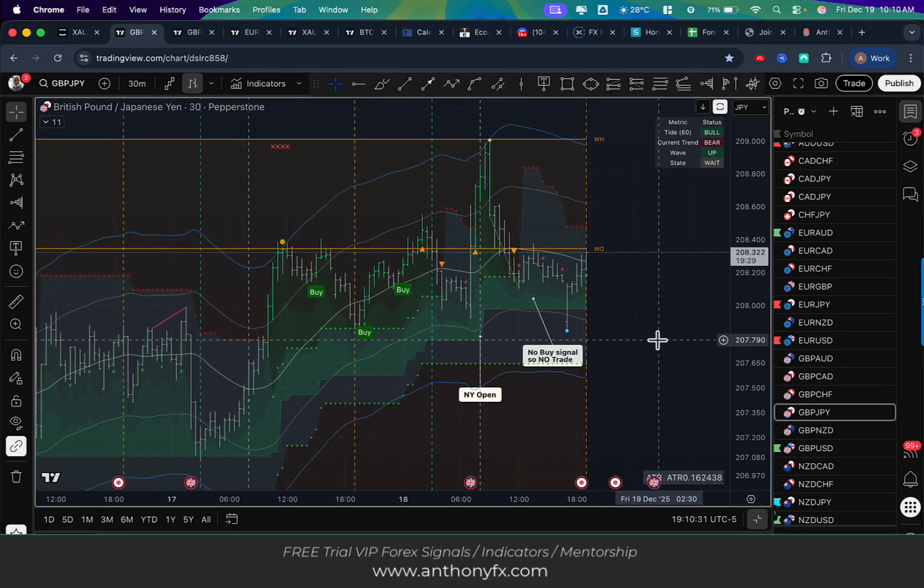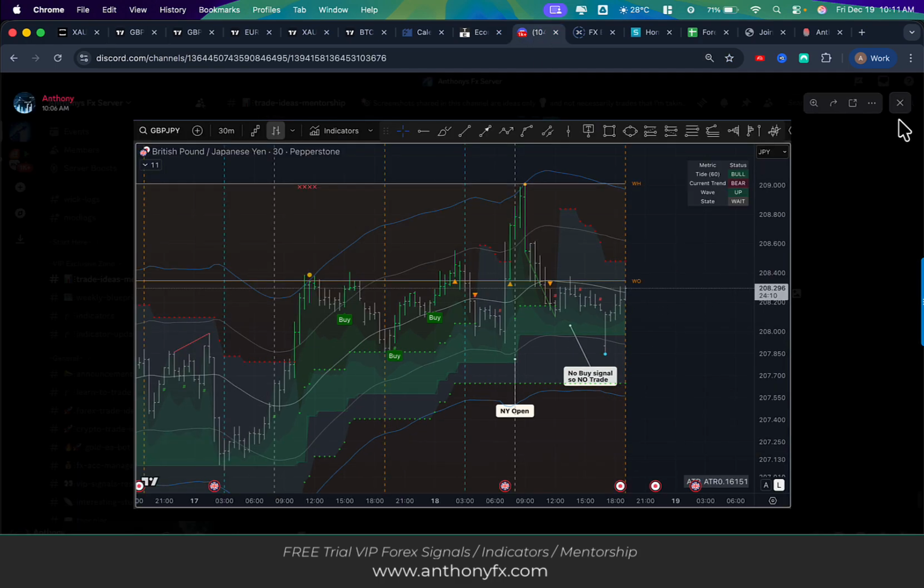Righto, so it rallied, it pushed up right into the New York Open, then it crashed back down again. After the data release, it was just range bound. So the data release didn't really support the pound. It was pretty mediocre, and no buy signal, no trade. Simple as that. Very easy to follow. Can't go wrong if you follow this exactly as I'm laying it out.